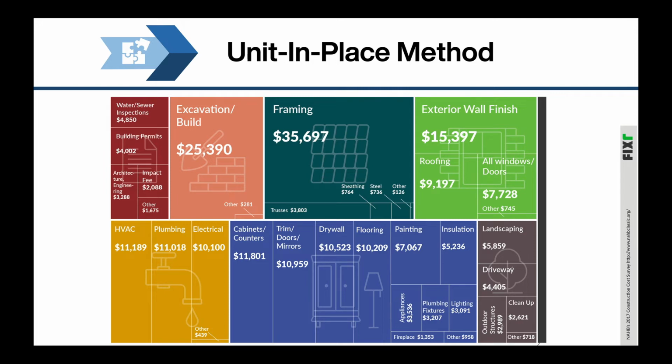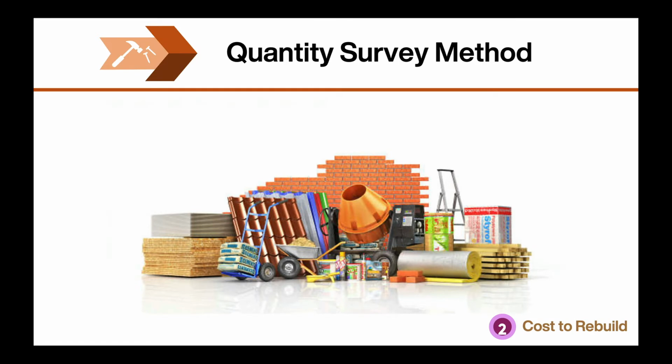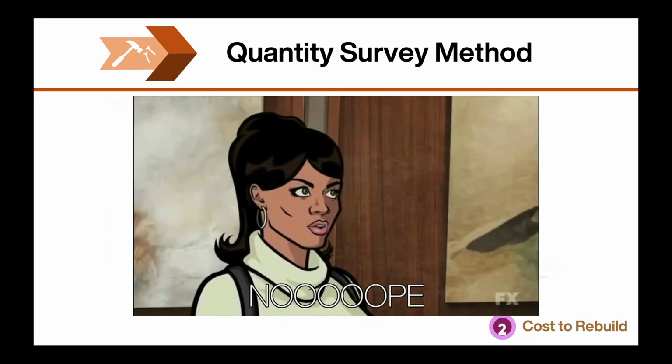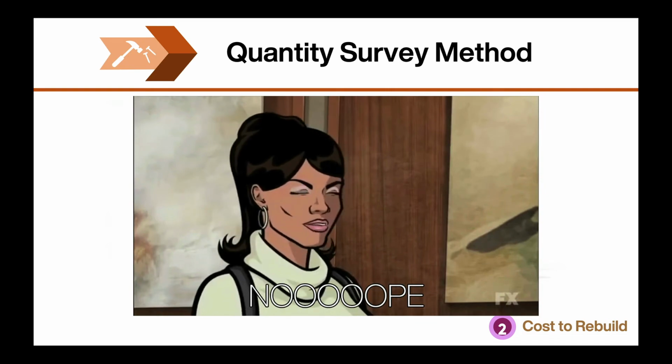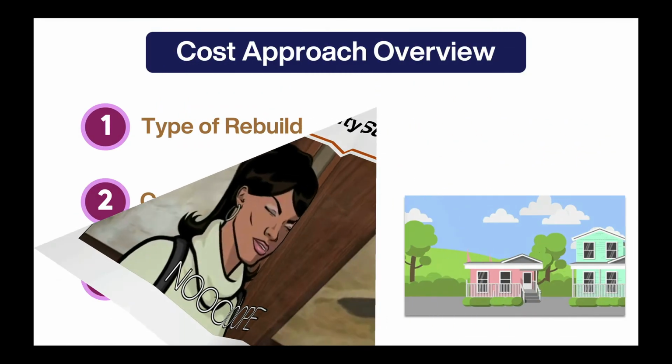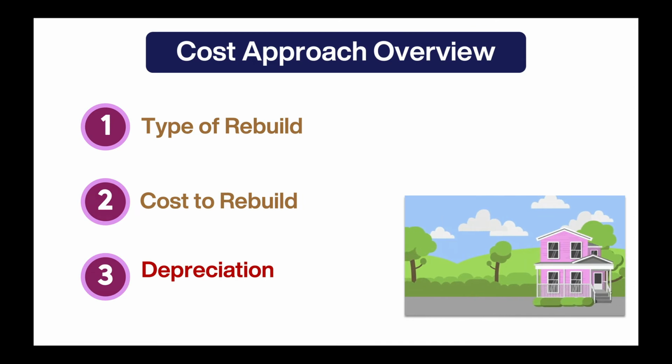The unit in place method estimates costs by pricing out the necessary materials for the different systems of the house. For example, the foundation may cost approximately $25,000, the framing $35,000, and the plumbing, HVAC, and electrical systems about $11,000 apiece. The quantity survey method is the most detailed of the pricing methods, and also the least common. This method requires the appraiser to break down exact costs of all of the components of the structure, including materials, installation, labor, and profit. Personally, I don't think I would be committed enough to determine the exact number of nails a house might need. Now that we know the cost to rebuild the structure, an appraiser will depreciate it.